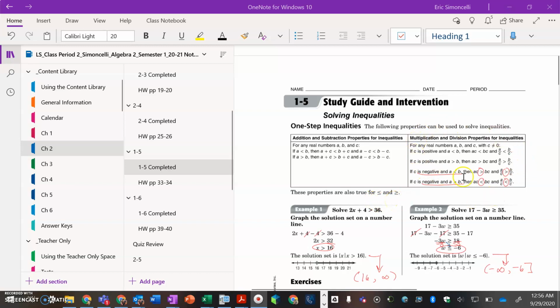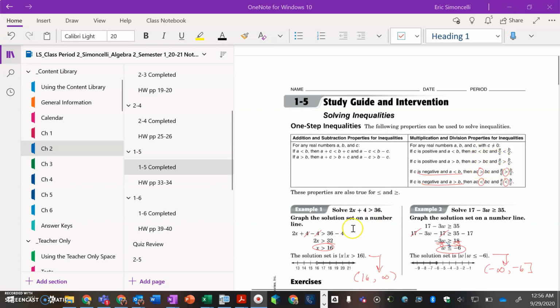Now I didn't have an opportunity there to discuss the positive numbers, but as it turns out, positive numbers will not affect the multiplication nor the division in terms of the flipping of the inequality, because as you can see, the inequality does not flip in either case.